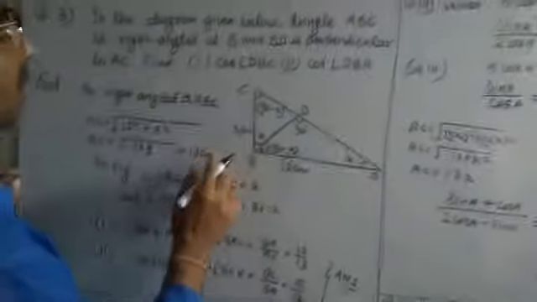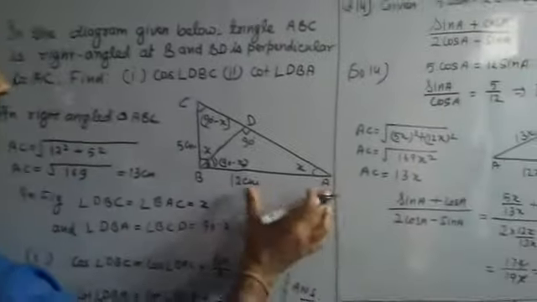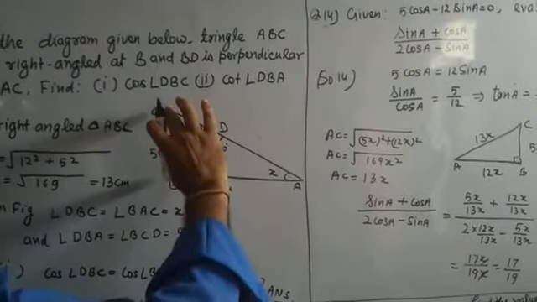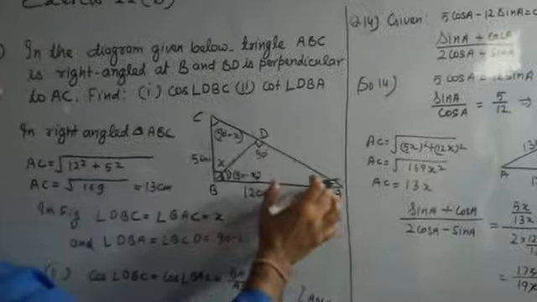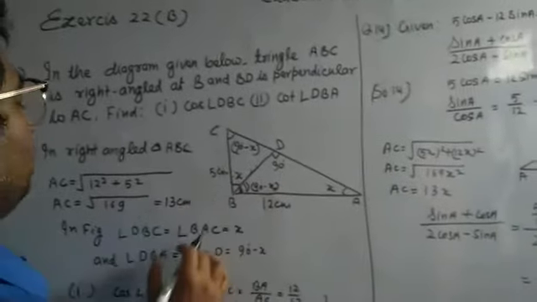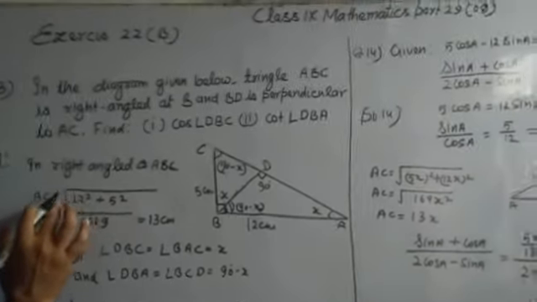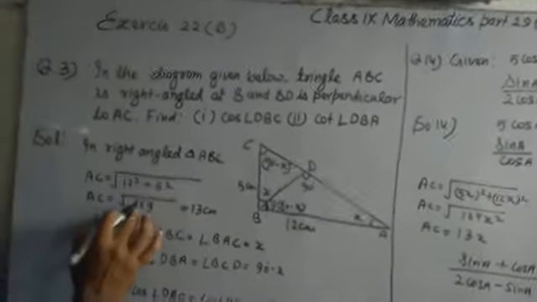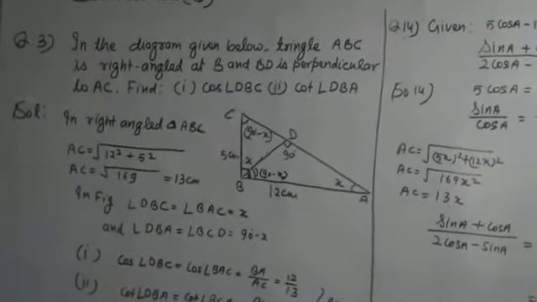In right angle triangle ABC, BA is given 12 centimeter, BC is given 5 centimeter. By Pythagoras theorem, AC can be calculated. AC equals root of 12 square plus 5 square, root 169, that will be 13 centimeter.